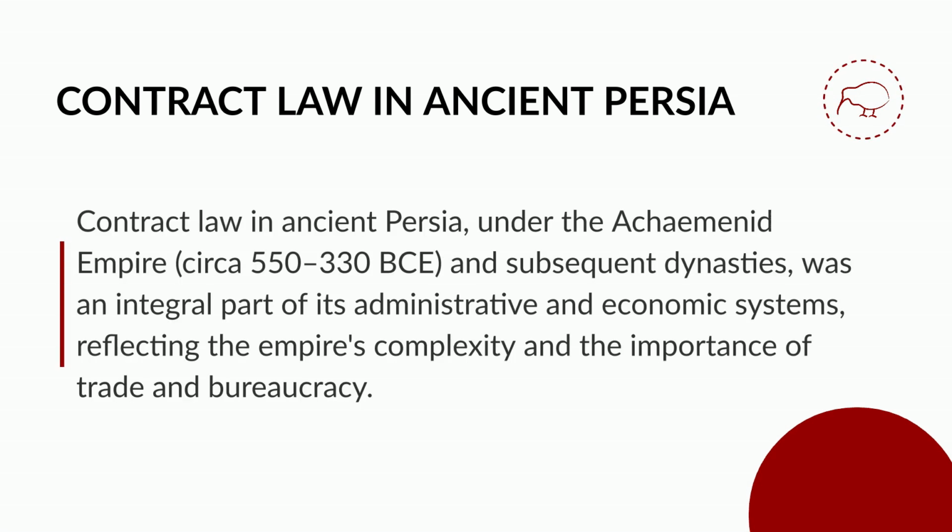Contract law in ancient Persia. Contract law in ancient Persia, under the Achaemenid Empire, circa 550 to 330 BCE, and subsequent dynasties, was an integral part of its administrative and economic systems, reflecting the empire's complexity and the importance of trade and bureaucracy.